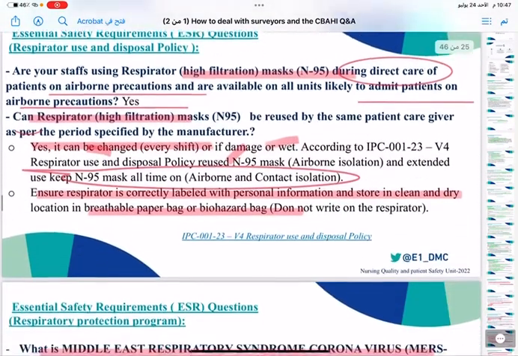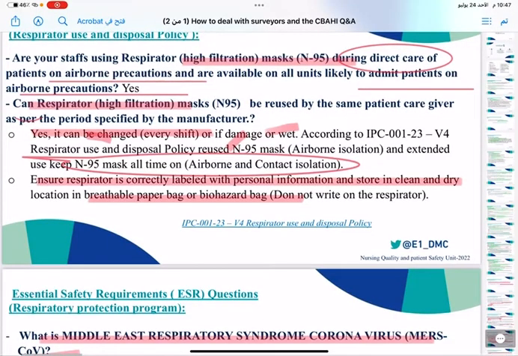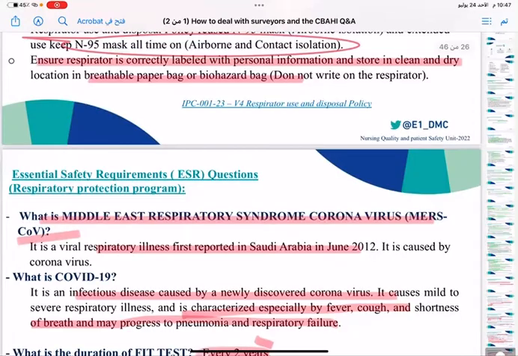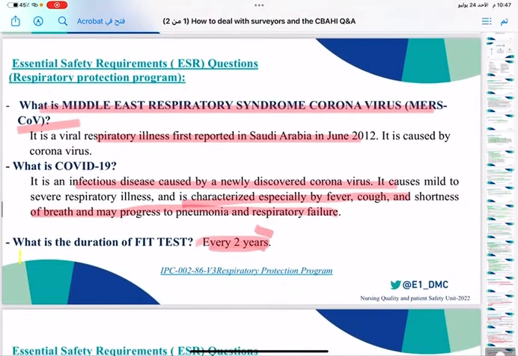The N95 fit test has to be repeated after two years, or if there is a change in the staff member's condition, or a change in weight, for example. Then we do the fit test. Otherwise, the N95 is changed every two hours. The N95 has to be worn for airborne precautions, as we said, and put in a biohazard bag after finishing the procedure, and labeled. If it is moist, wet or damaged, it has to be discarded, and every shift has to be discarded. Every shift and every damage.